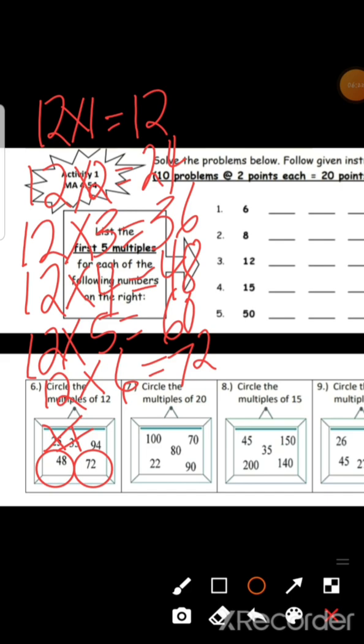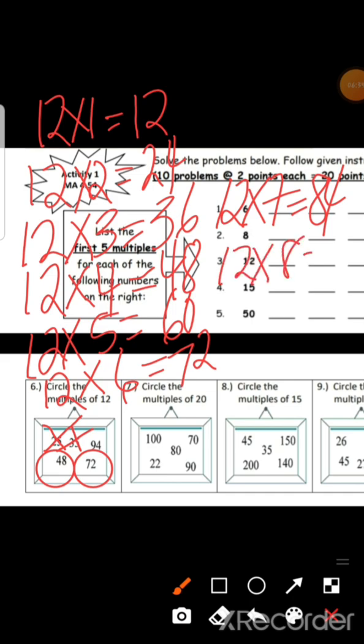I continue solving and I go ahead and multiply 12 times what? Times 7 in this case, and I get 84. Do I have 84 there? No. So I continue multiplying 12 times 8, and that gives me 96.